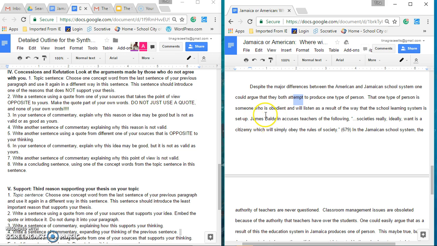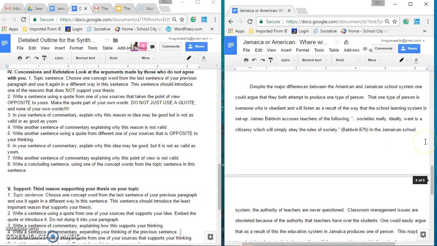Here comes my evidence. James Baldwin accuses teachers of the following. "Societies really ideally want is a citizenry, mispronouncing that word, which will simply obey the rules of society." Okay, and he says that in his article, A Talk with Teachers, on page 679, paragraph number 2. So I'm going to include that in here. Actually, I just need to include Baldwin's name, 679.